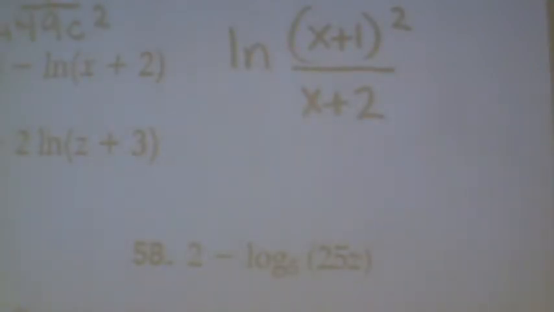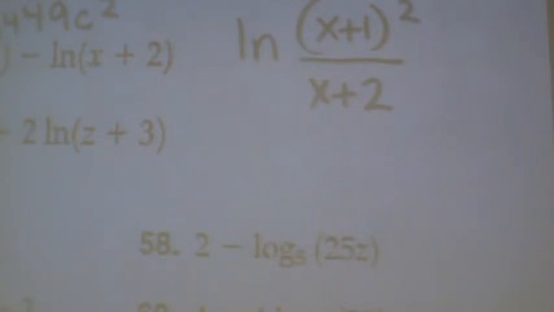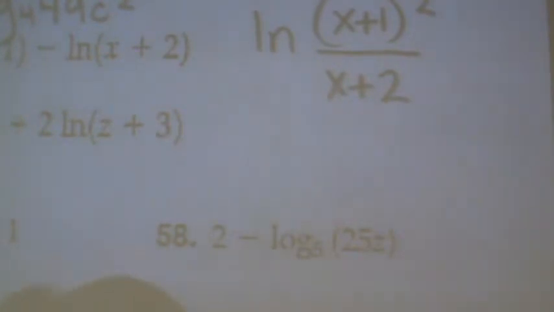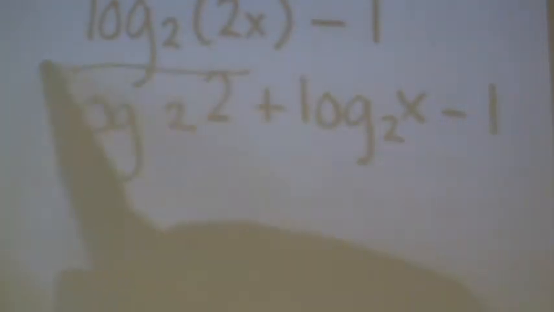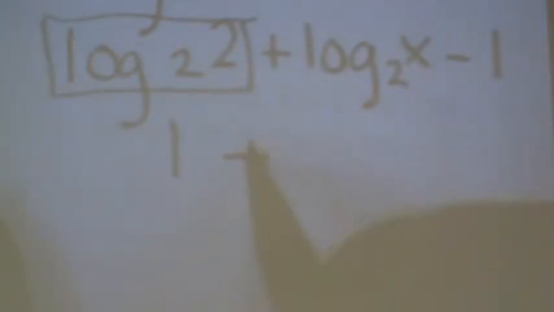Okay, 57, I'm gonna write it out. 57, you have the log base 2 of 2x, and then minus 1. Now, can you expand this for me for a second? Ignore that 1. Can you expand this? What is this? Log 2 base 2, plus log x base 2. And the log of 2 base 2 is just 1. That's equal to what? What's your answer, guys? 1 plus log of x base 2.